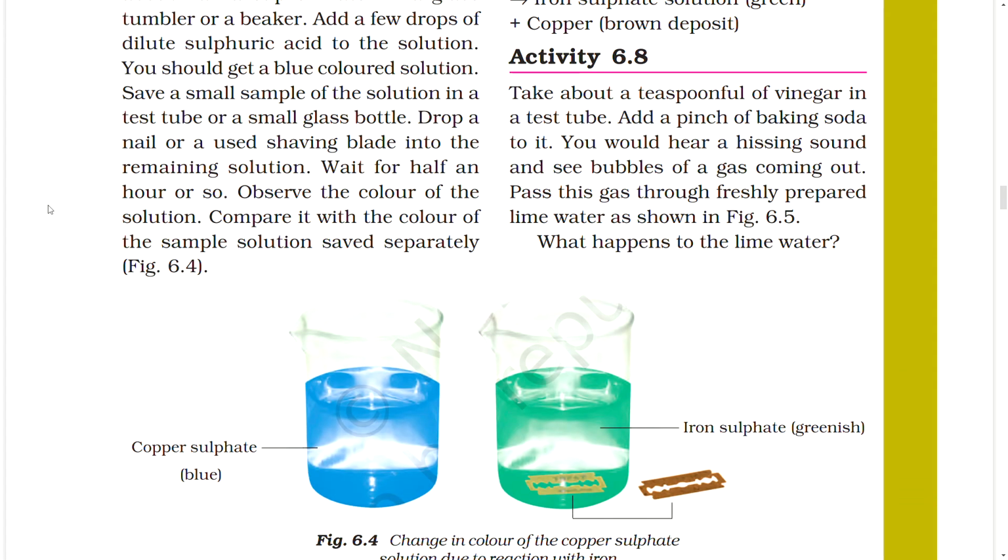Activity 6.8. Do this. Take about a teaspoonful of vinegar in a test tube. Add a pinch of baking soda to it. You would hear a hissing sound and see bubbles of a gas coming out. Pass this gas through freshly prepared lime water as shown in the figure. What happens to the lime water?